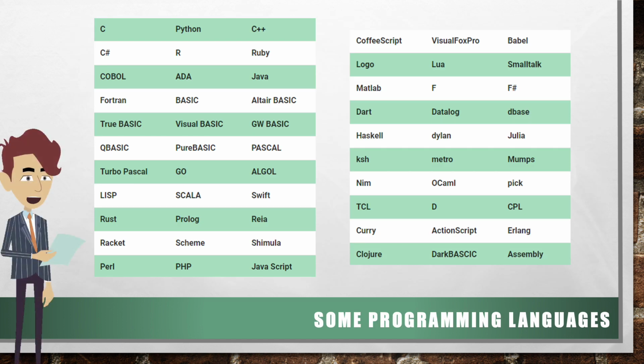Okay. Here we have some programming languages. I know you are all familiar with some of these. This is what we call C, C Sharp, Python, C++, and many more. These are just a few of the programming languages that exist.